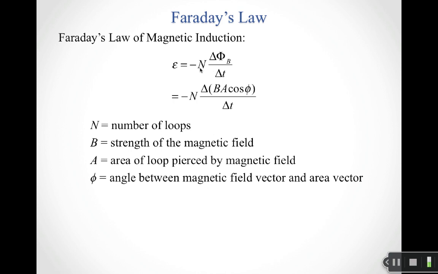So if I've got some sort of device that's made up of 5 loops or 10 loops or 100 loops, that's going to be my N. And then what I'm interested in is how the magnetic flux changes over time. Again, we know how to calculate this for a flat surface in a constant field. This is the way that we're going to deal with magnetic induction. We're going to put a flat surface provided by a loop around which current can flow in a magnetic field.